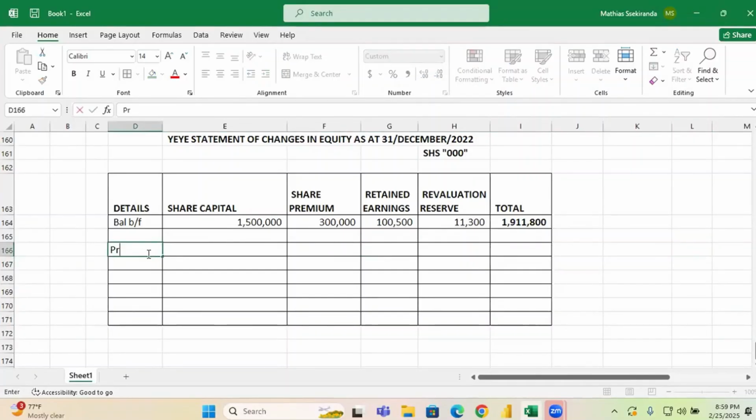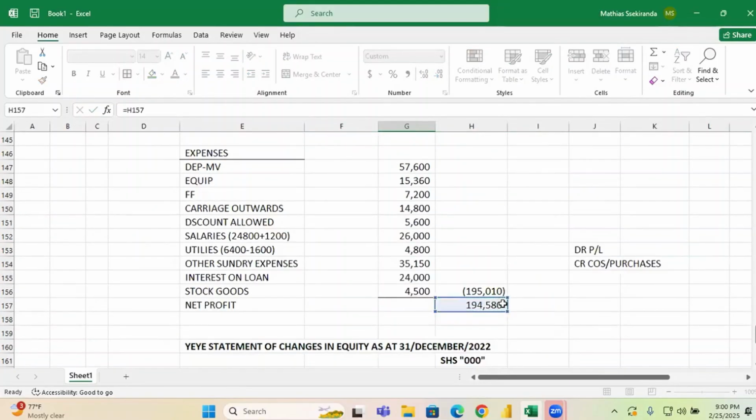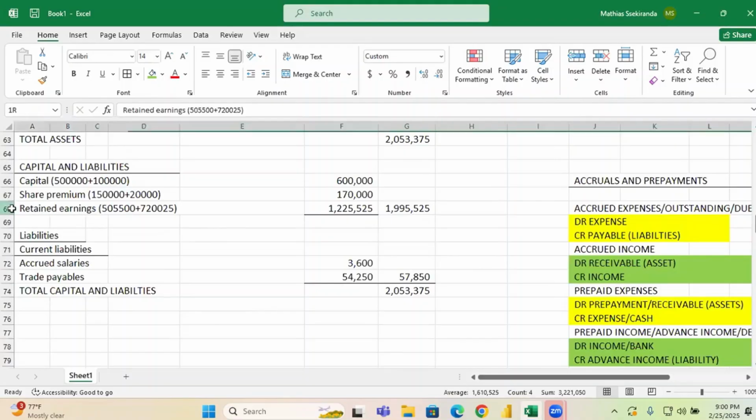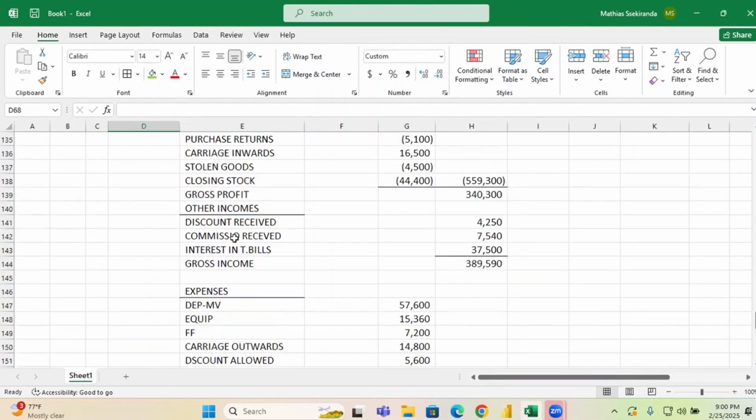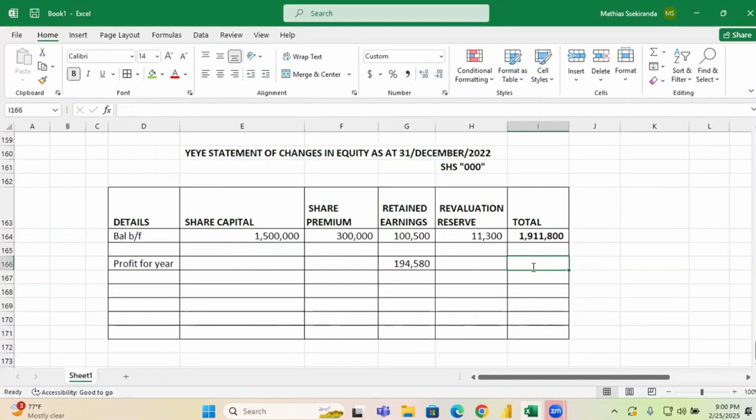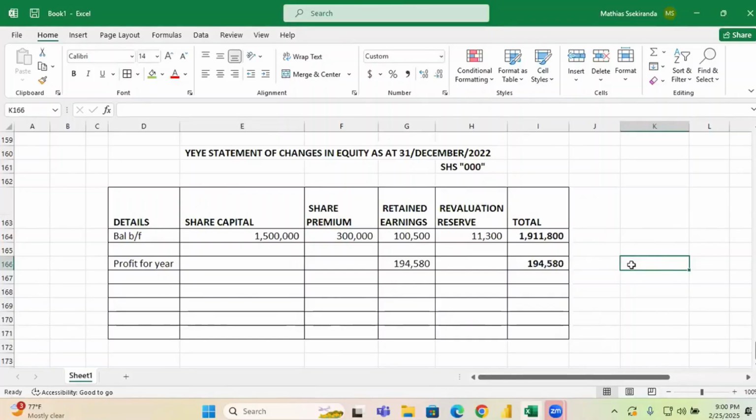Then any item that affects any of those. We have profit for the year. The profit that you made during the year, you post under retained earnings. Remember, as we saw in the previous balance sheet, the profit for the year is added onto the retained earnings. So you bring the profit for the year, 194,580, under retained earnings, and get the horizontal total there, because horizontally, that is the total.